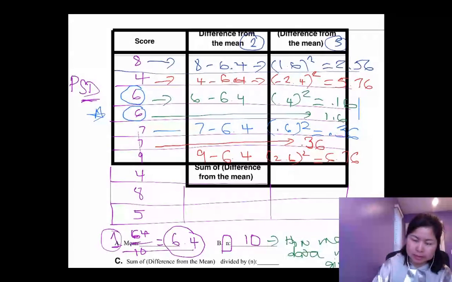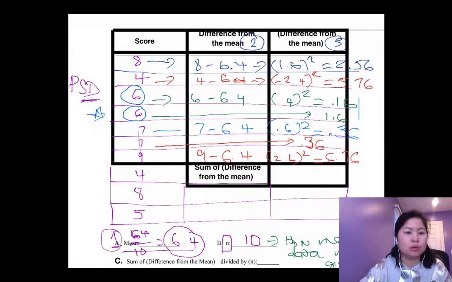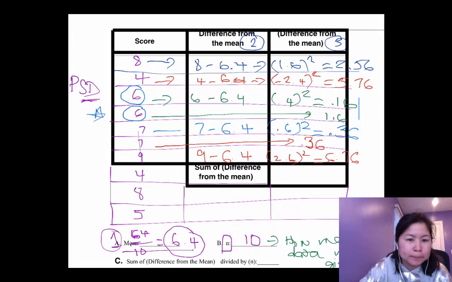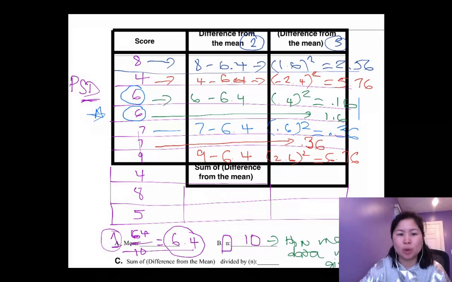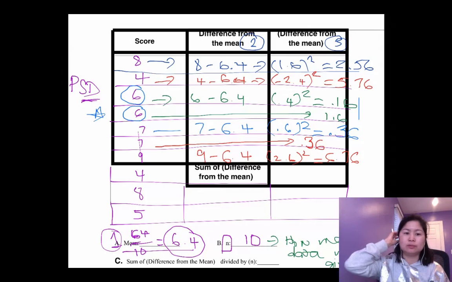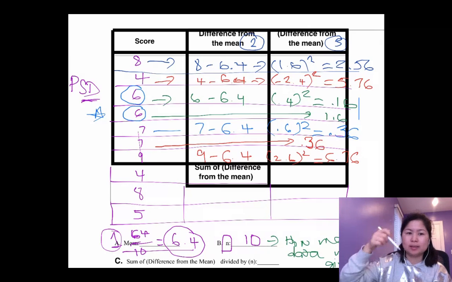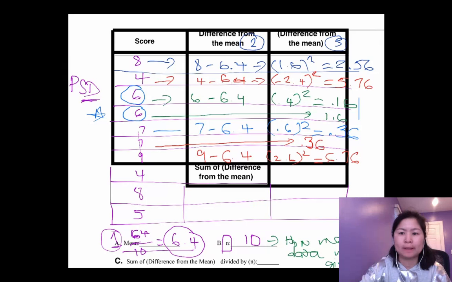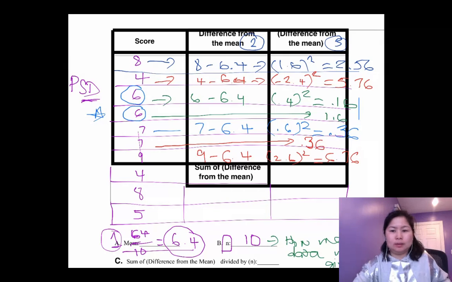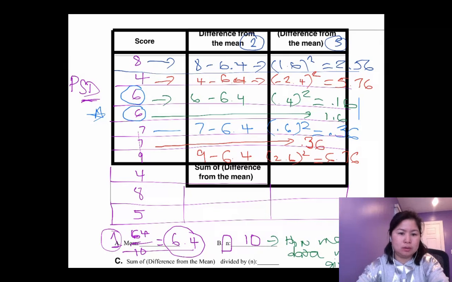Any question, please let me know. Yes, X is not 6.4. X is the score, the list that I gave you. 6.4 is the average, the mean. Other question?